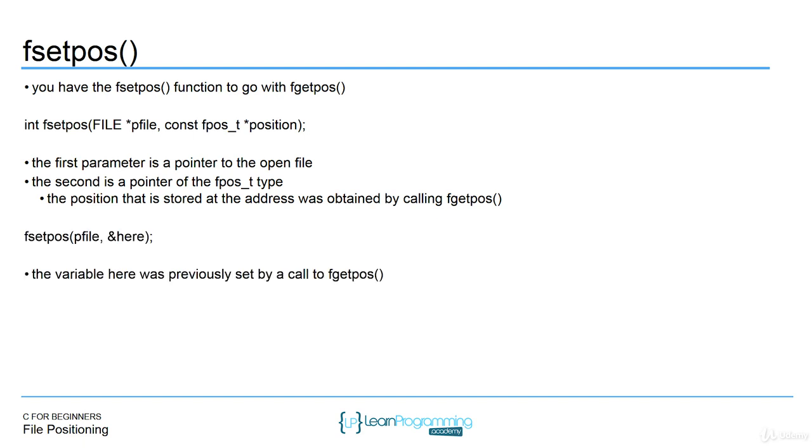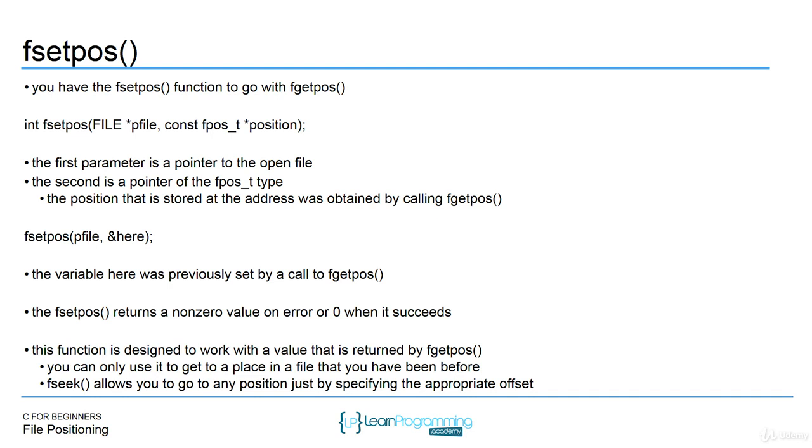So fsetpos takes your file pointer and then your actual variable, and the variable here was previously set by a call to fgetpos. Again, you're going to use fsetpos and fgetpos together. fsetpos returns a non-zero value on error or 0 when it is successful. This function is designed to work with a value returned by fgetpos, so you can only use it to get to a place in the file that you have been before. fseek allows you to go to any position just by specifying the appropriate offset.